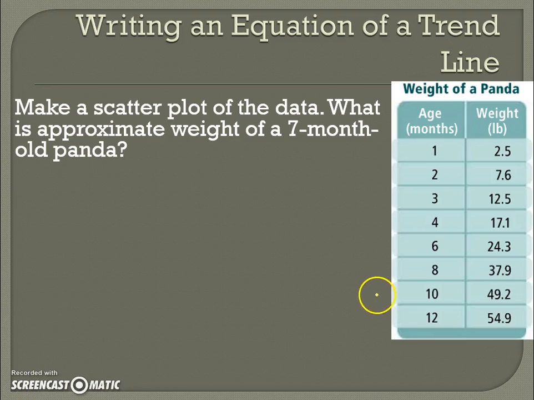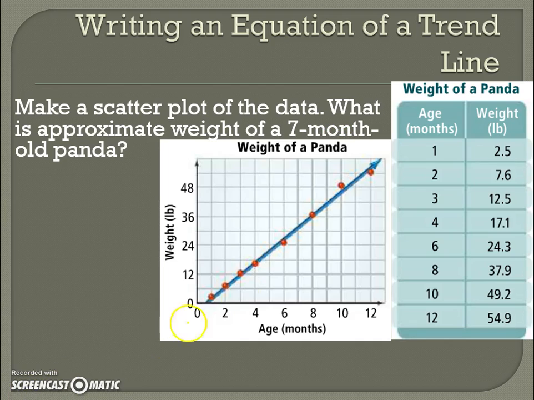Okay, so writing an equation of a trend line. It says, make a scatter plot of the data. What is the approximate weight of a 7-month-old panda? So I'm going to skip ahead a little bit, okay, so there I already got the scatter plot. Now, in order to find this, I'm going to use a couple points that look like they're pretty much right on my trend line. So this one right here looks like it's on my trend line, and that's at 4. So I got 4 and 17.1. And then another one that looks close enough, so 18 and 37.9. Those are going to be the two values that I'm going to use to find this.